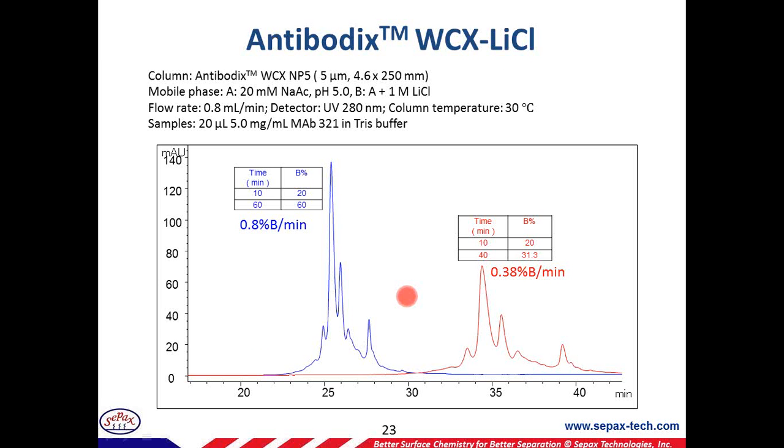Okay, we did a lot of studies with lithium chloride gradients, sodium acetate and lithium chloride. This is at pH 5. When we ran at 0.8% B per minute, we got this separation profile. If you want to further improve by changing the gradient, we reduced it to 0.38% B per minute. We can see these peaks got pulled apart, and also it came out later because we have the same starting buffer B concentration, so the same ionic strength. So with a slower gradient, we get a later elution and also a dilution of the peaks.